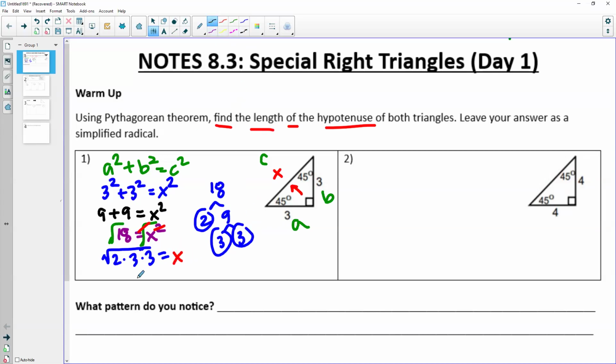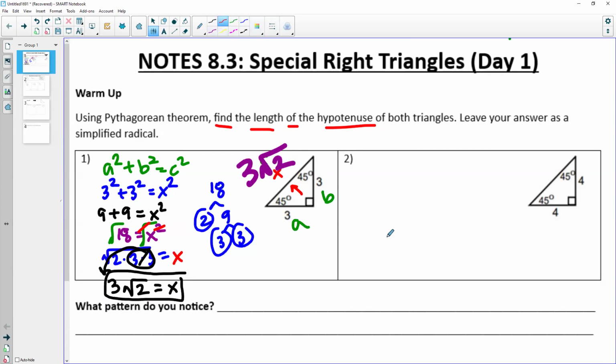And the way that this works is we're looking for a pair of the same numbers. We see that we got a pair of 3's here. That means that one 3 comes out, and we're left with just a square root of 2 underneath the radical. So our value for x here is equal to 3 square root of 2. So I'm just going to write that here so that we have this for reference later. This side is 3 square root of 2.